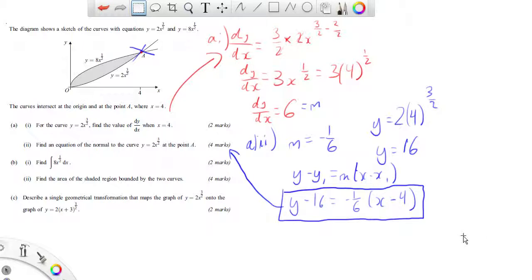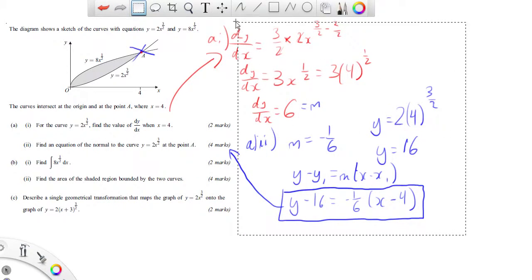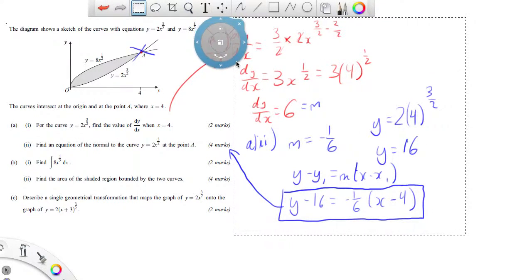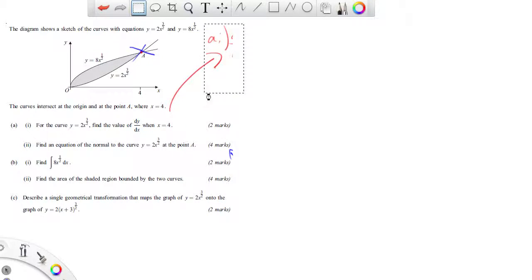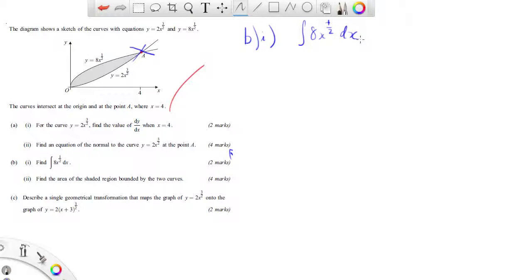If you want to look over the steps, feel free to pause the video, rewind, do whatever. I'm going to get ready for part B. All right, so part B is we want to integrate this, 8x to the 1/2. So that's actually the top line there. So for part B, number 1, we're going to integrate 8x to the 1/2 with respect to x.